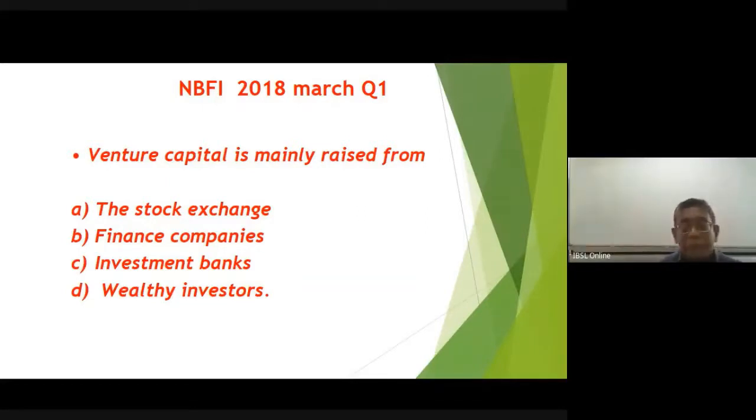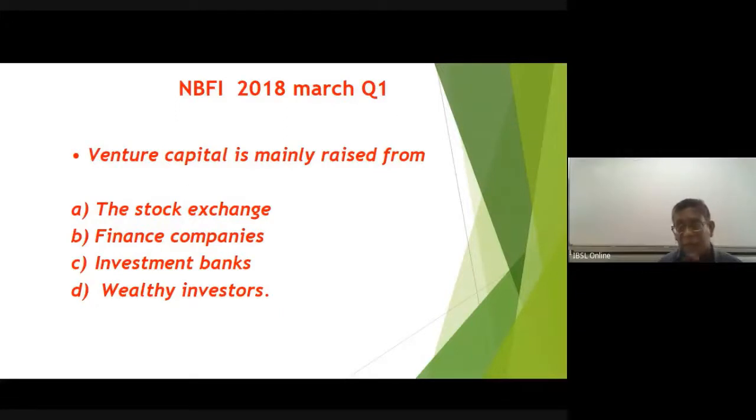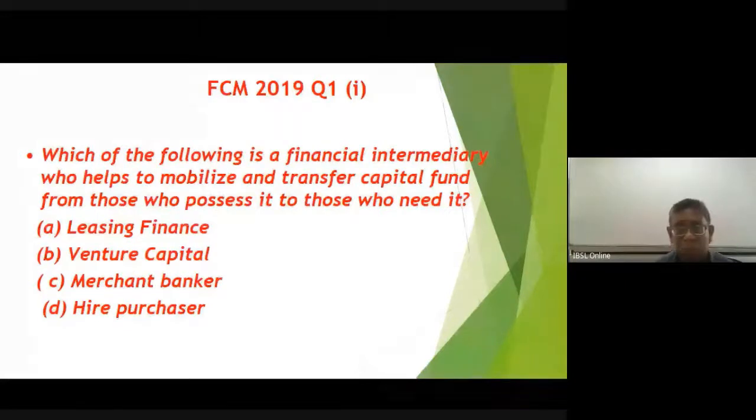Venture capital is mainly raised from where? From the fund, where are they raising it? Now you remember I told you VC mainly raises money from wealthy investors. So therefore, the answer for this is wealthy investors, right? Okay. Now we look at financial crisis management. That question came in September 2019, the last exam, right? Now look at that question.